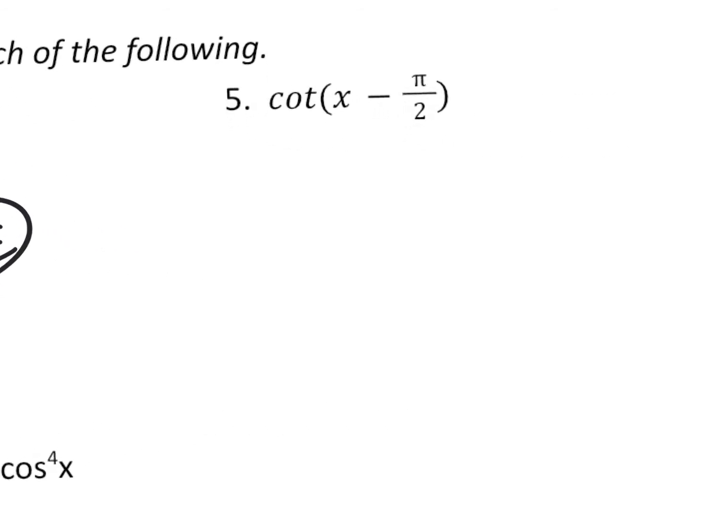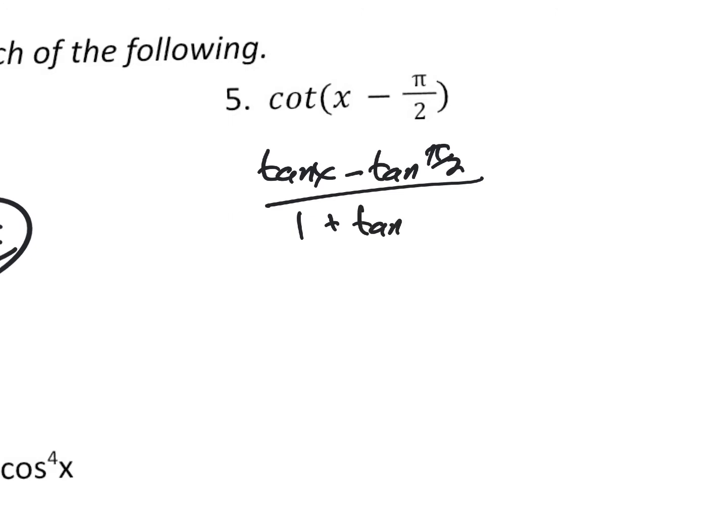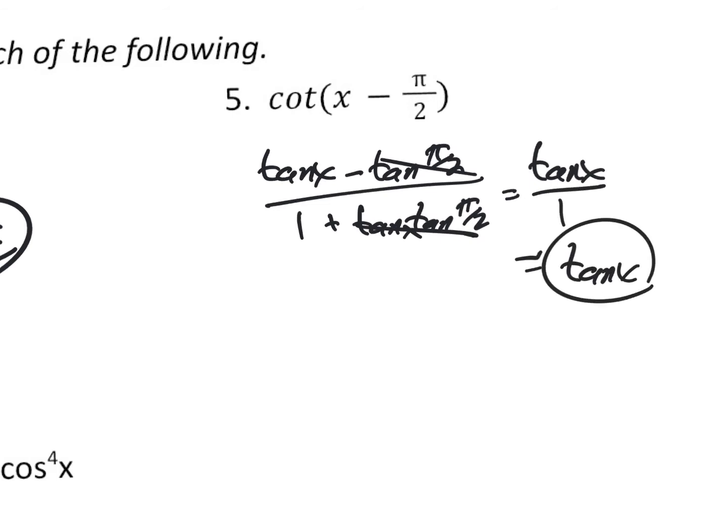Let's go to 5, same kind of problem. Cotangent of x minus pi over 2. I don't have a cotangent identity, but there's a tangent one, so I'm going to do the tangent, just following the sum of difference identities on your sheet. Tangent x minus tangent pi over 2, over 1 plus tangent x times tangent pi over 2. Actually, I got these backwards. It's 1 plus tangent x, tangent pi over 2. Now tangent pi over 2, remember, is y over x. That's actually undefined, so that's out of here. Tangent times undefined, that's out of here. That's just 1. So you're going to end up with just tangent.